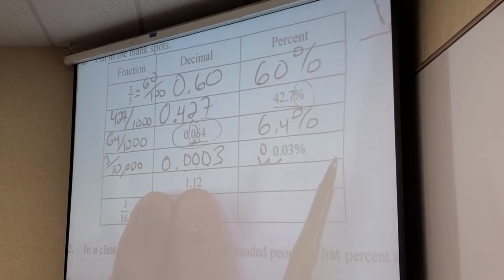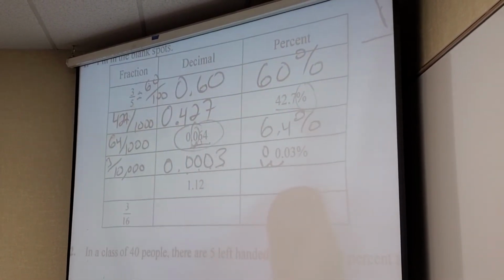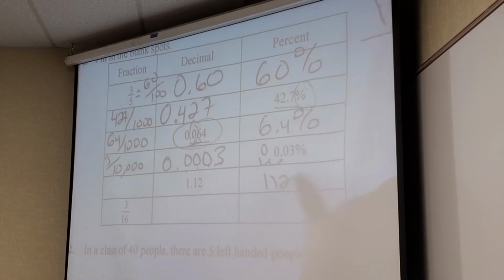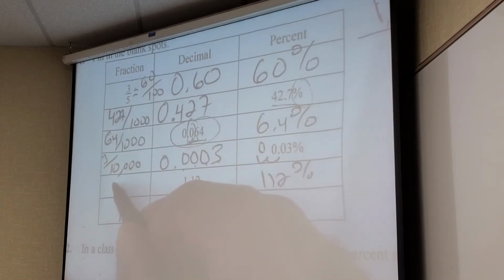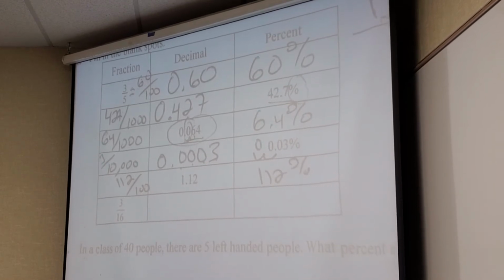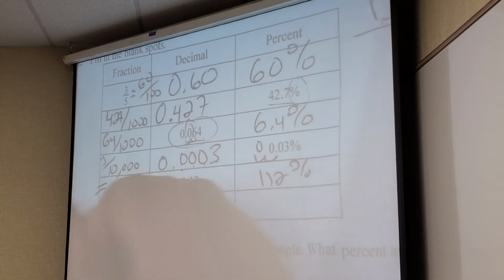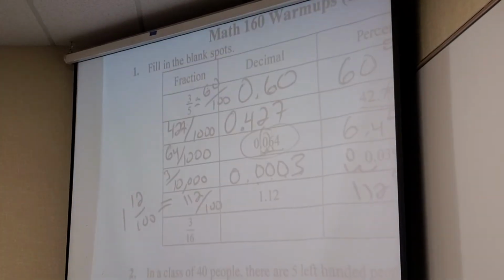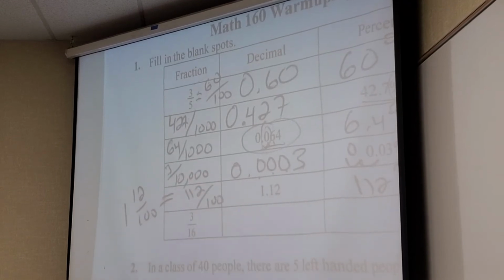What about this one? 1.12. What is that as a percent? 112%. And 112% would be, as a fraction directly, 112 over 100. But what's another way to write that? It is also 1 and 12 hundredths. And of course, these are the same, because 100 times 1 plus 12 is 112. Is that cool? You guys with me?